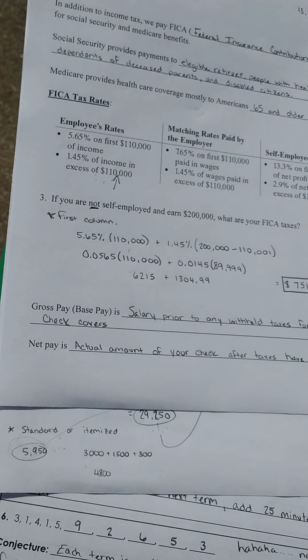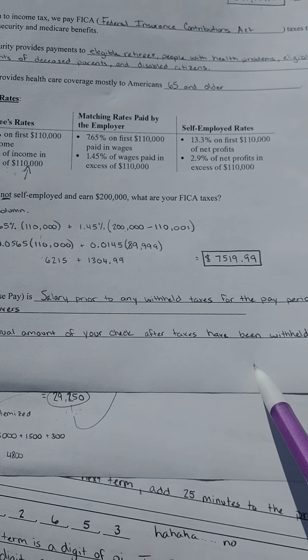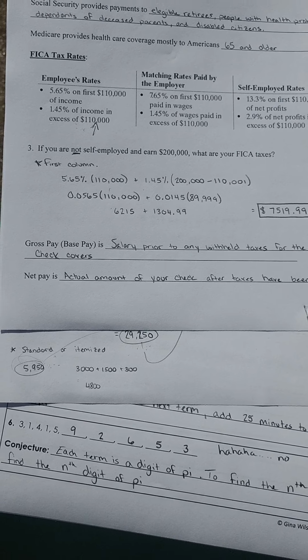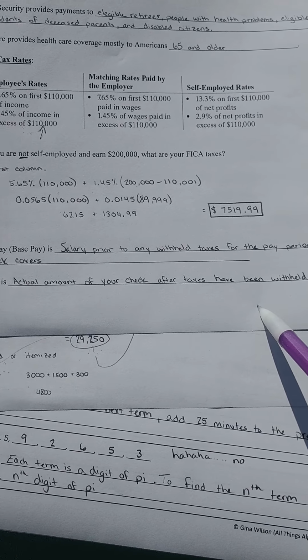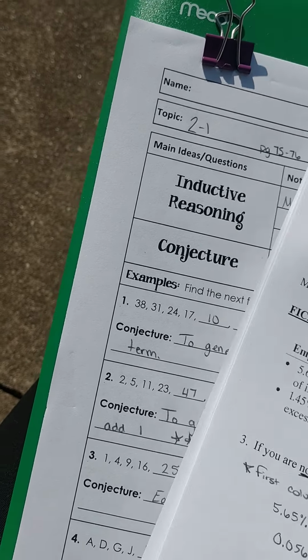All right, and then your gross pay or base pay is salary prior to any withheld taxes for the pay period the check covers, and your net pay is the actual amount of your check after taxes have been withheld. So net pay is what actually goes into your bank.